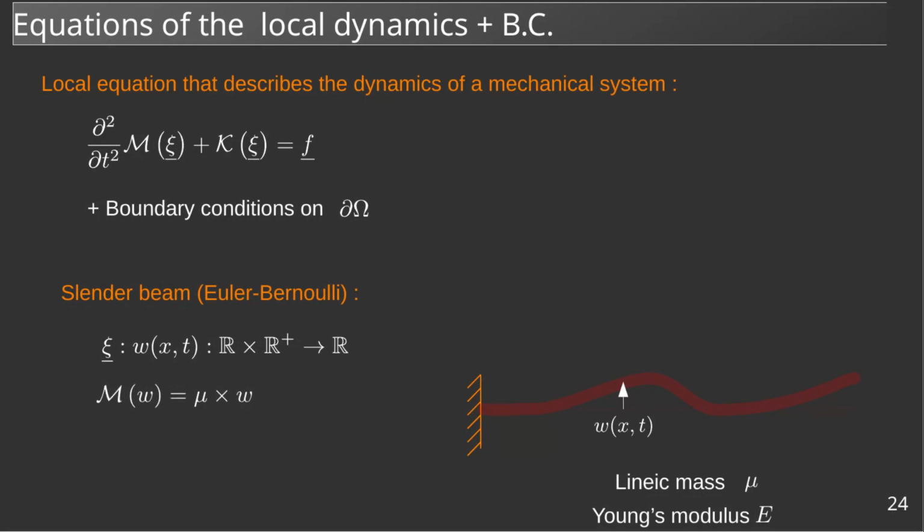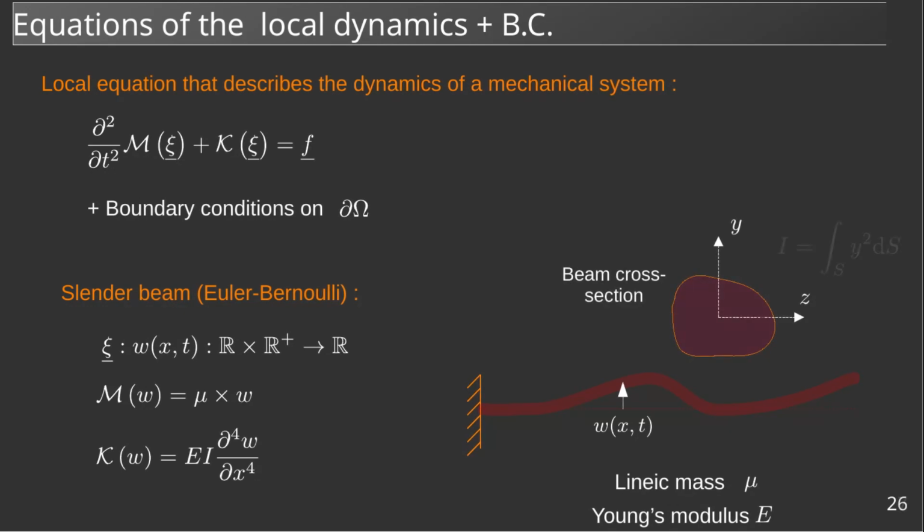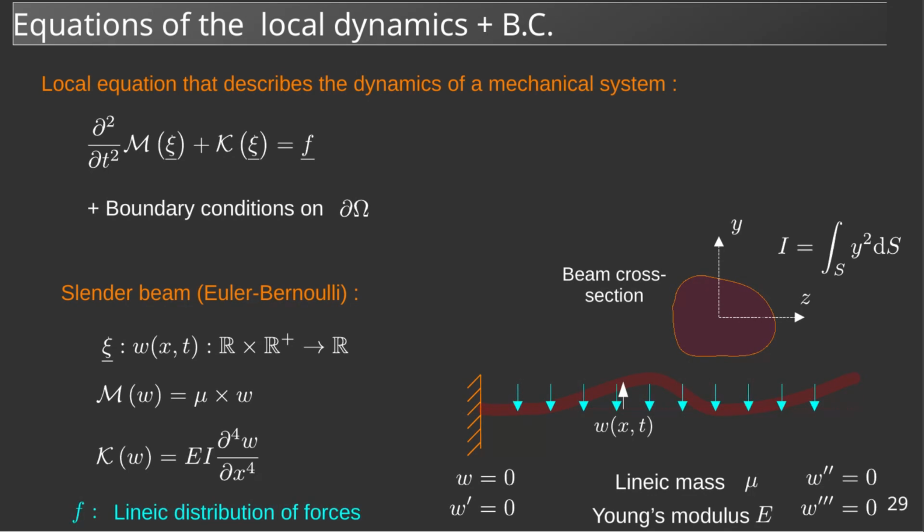The mass operator is the multiplication by the mass per unit length μ, and the stiffness operator is EI times the fourth derivative in x of the displacement. I is here the moment of inertia of the section. It is a parameter that depends on the geometry of the section and is equal to the integral over the section of y squared. For the clamp-free beam shown here, we define these four boundary conditions. And finally, the external forcing is a linear distribution of vertical force F.